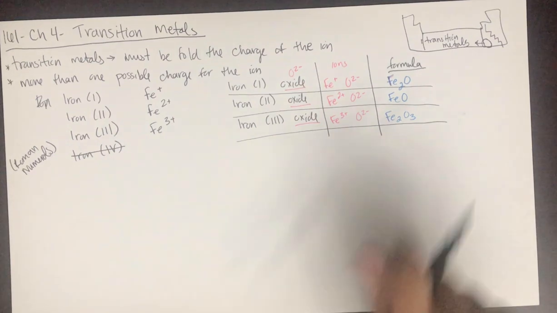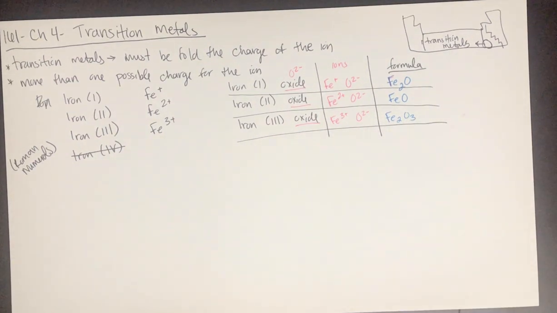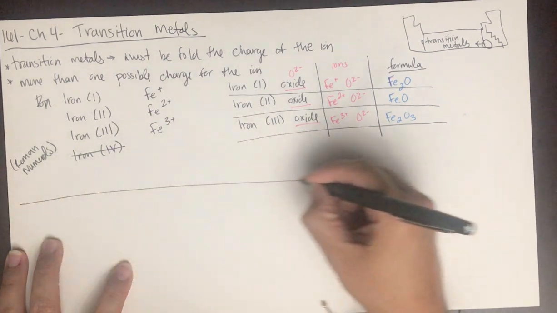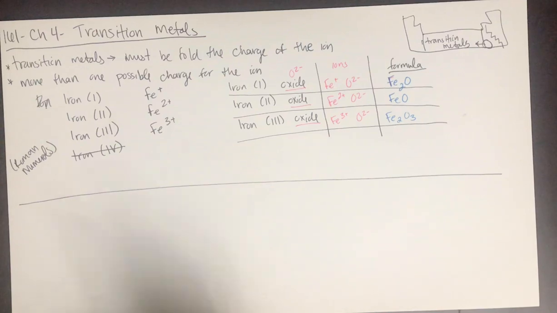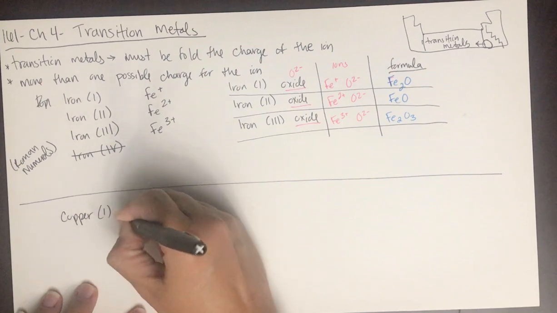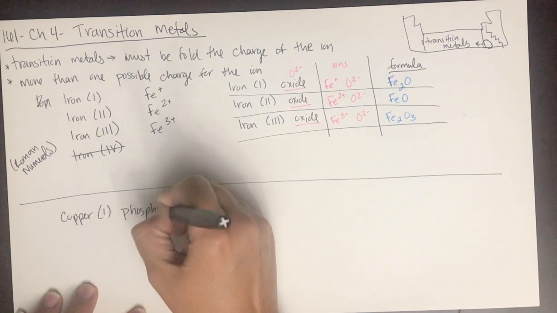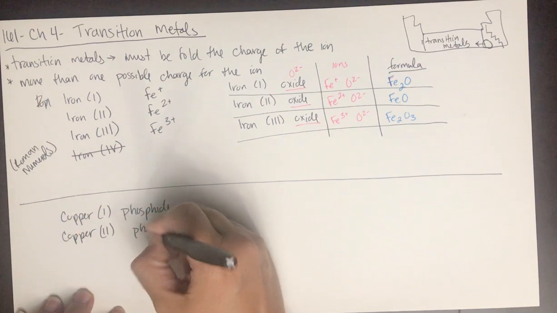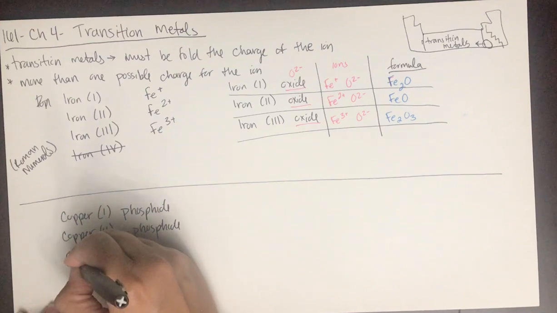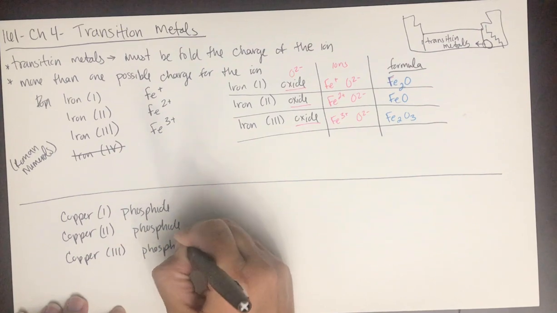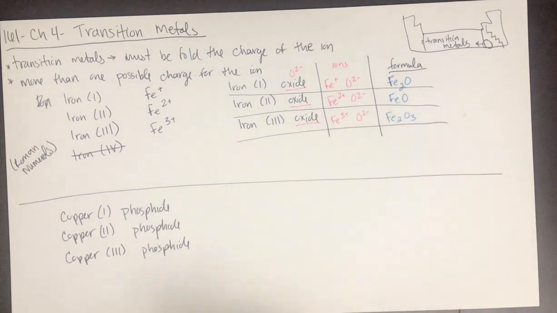So we're going to say copper 1 phosphide, copper 2 phosphide, and copper 3 phosphide. And maybe pause this and then try to do what I did. Write the ions and write the formula.